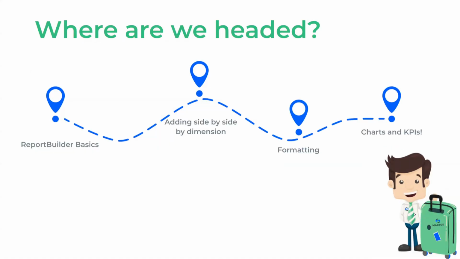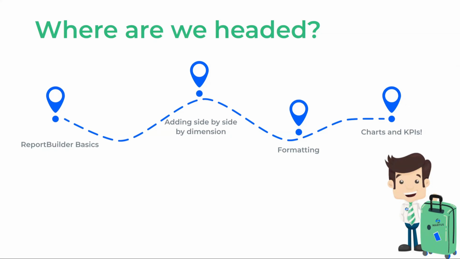All right, so where are we headed? We are going to talk about some of the basics of Report Builder. We'll talk about how to do a side-by-side dimension, just because sometimes that's a fun comparison to build out. We'll play a little bit with the formatting, and then we'll do some charts and KPIs. For those of you who just joined, we're going to build out a report that Karen has asked for to begin with. But if there are other things that you would love to see built out, just let us know.